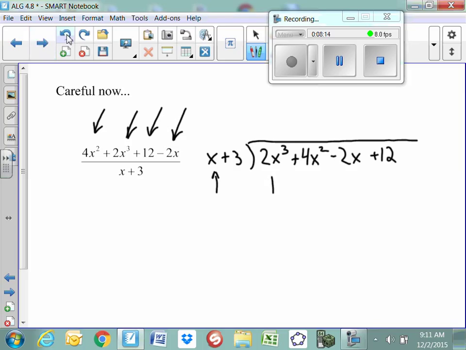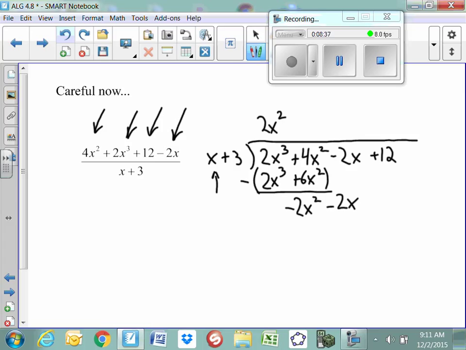How many times does x go into 2x cubed? That would be 2x squared times. 2x squared times x is 2x cubed. 2x squared times 3 is 6x squared. When I subtract these, I'm going to get 0 minus 2x squared. I'm going to drop the negative 2x.